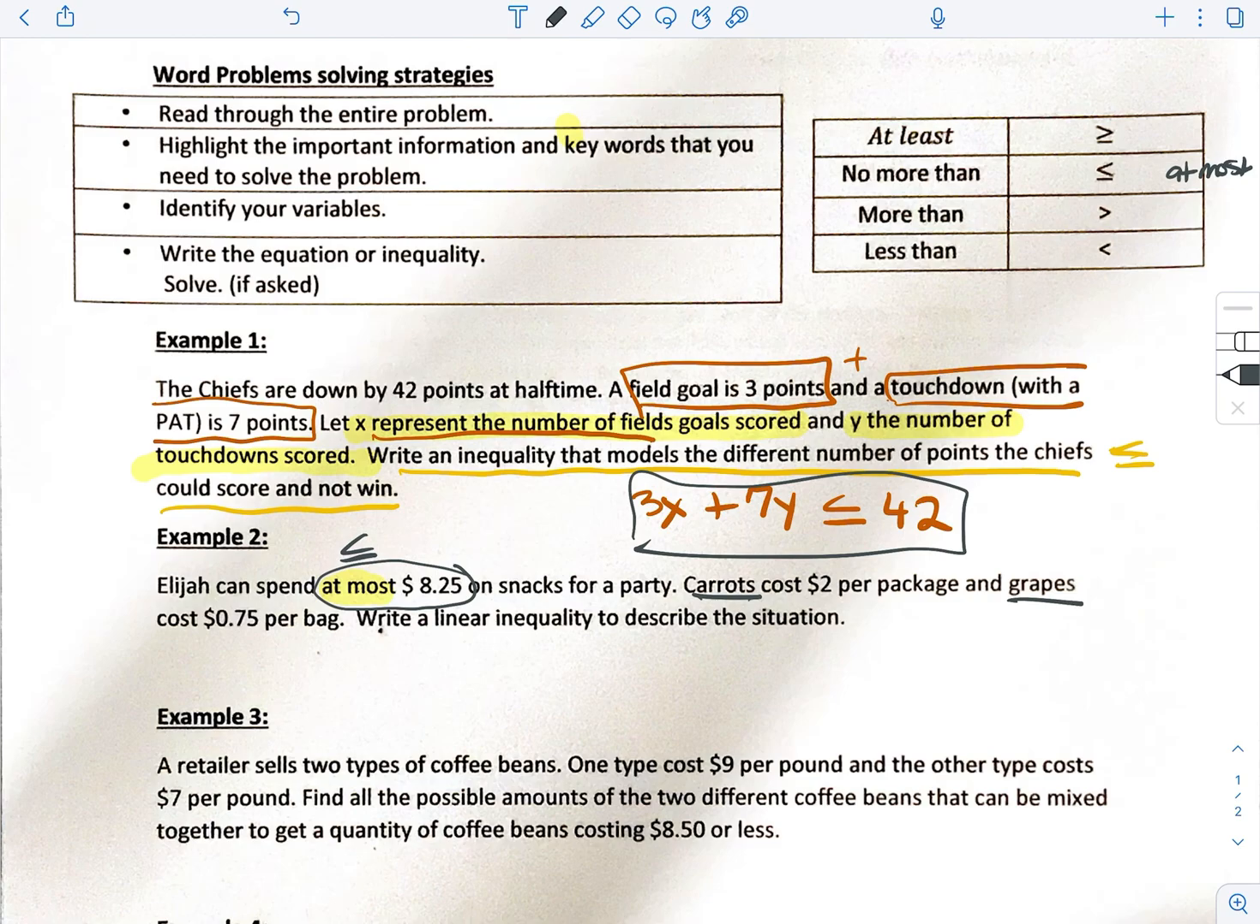Carrots cost $2 per package. It doesn't tell us what to let X be, so we're going to let X be the carrots and Y be the grapes. So $2 per package of carrots plus 75 cents per package of grapes. At most he can spend, so less than or equal to $8.25.